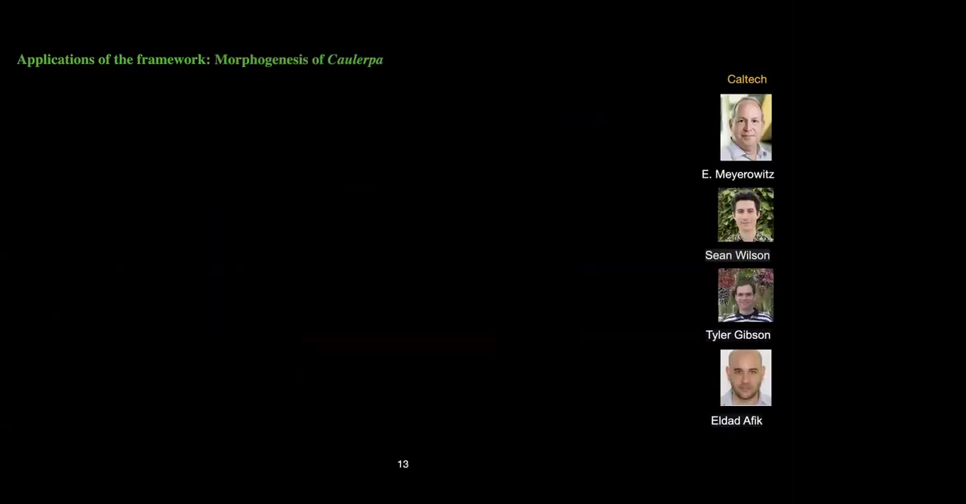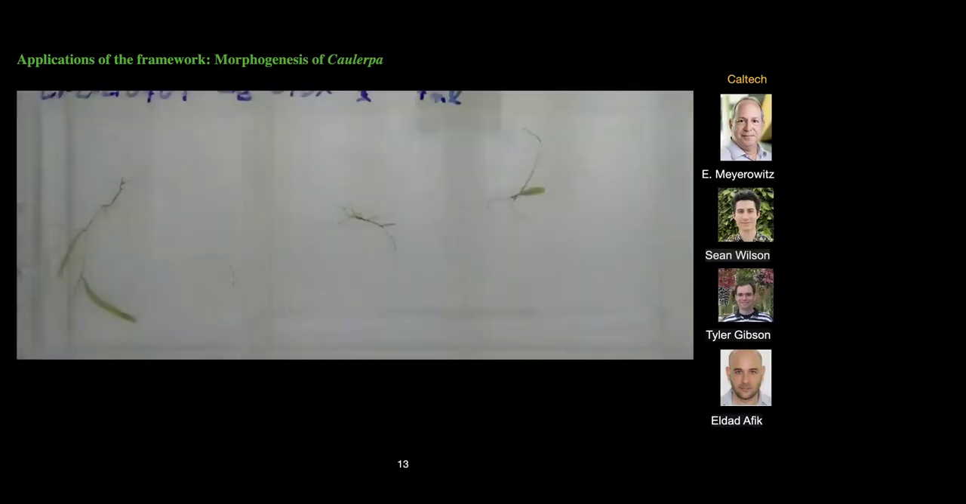This is a work in collaboration with Meyerowitz's lab at Caltech. There are three experimentalists that I'm working with. They have this fascinating system, which is called Caulerpa. It's a seaweed, and it has this interesting dynamics and geometry.